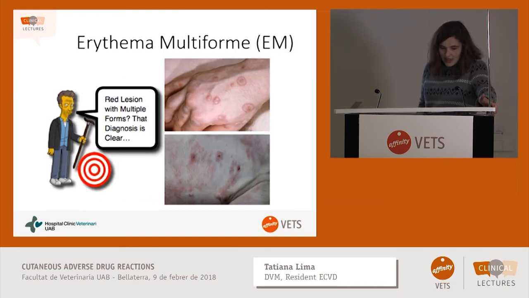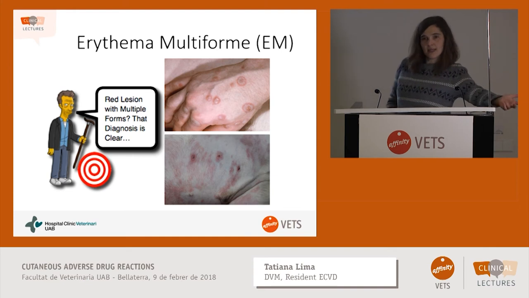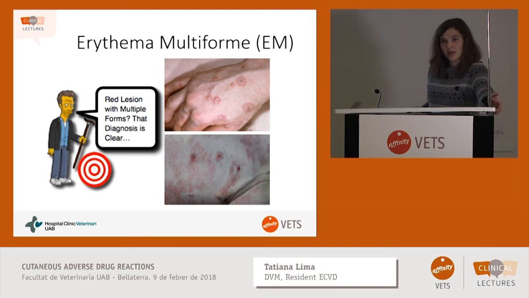Okay, the fourth type, we have basically two important entities, erythema multiforme and TEN, toxic epidermal necrolysis. Erythema multiforme is a name that comes from human medicine because the clinical aspect is almost pathognomonic. There are lesions with target shape, but this doesn't happen in our patients.